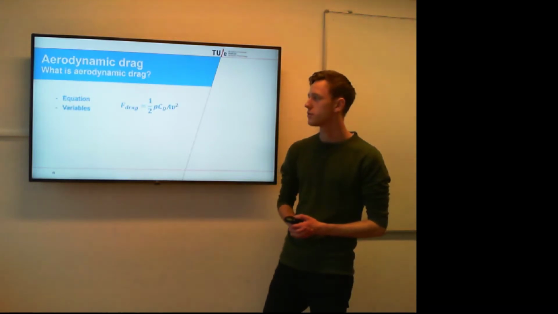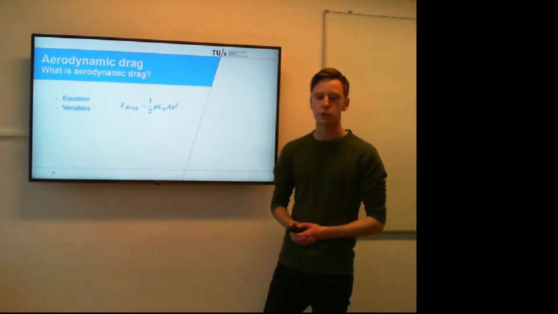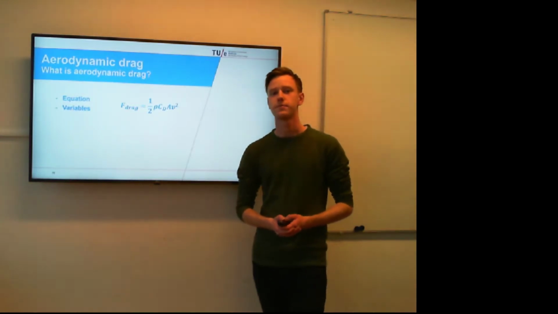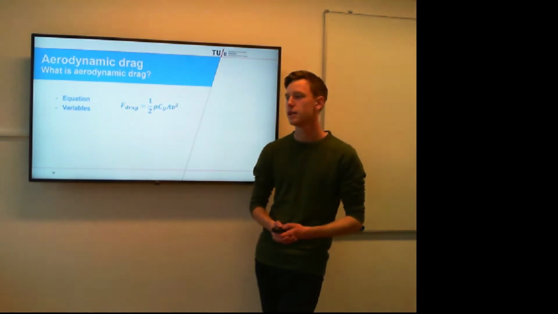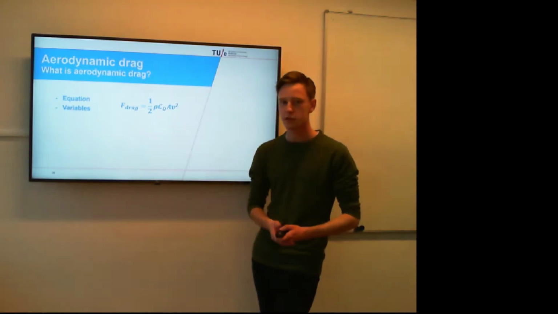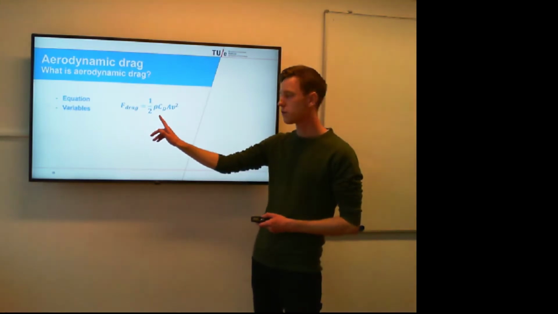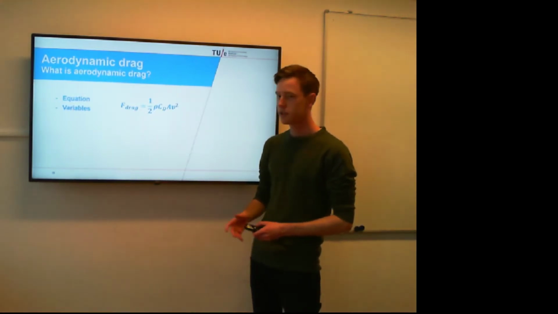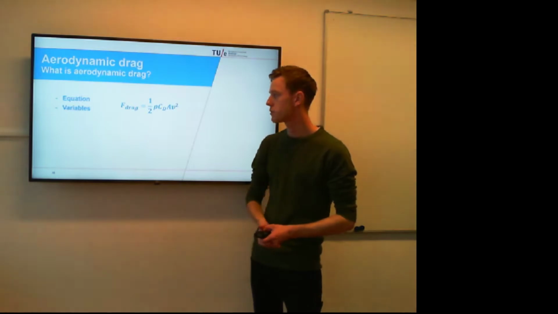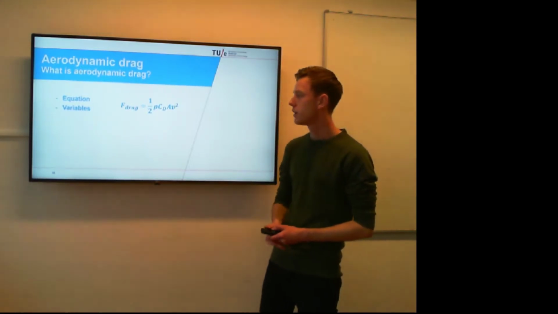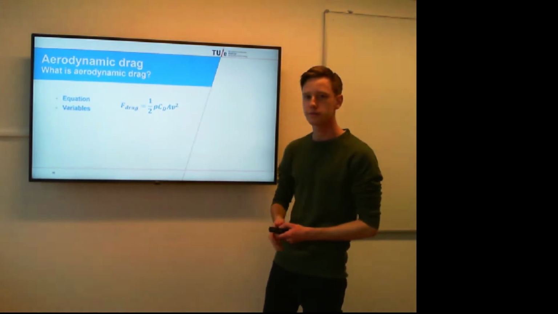So first of all, as told before, we need to calculate the air drag, and we can do that with this equation. It basically says the air drag force is 1/2 times the air density times the coefficient of drag times the frontal area of the car times the velocity of the car squared.